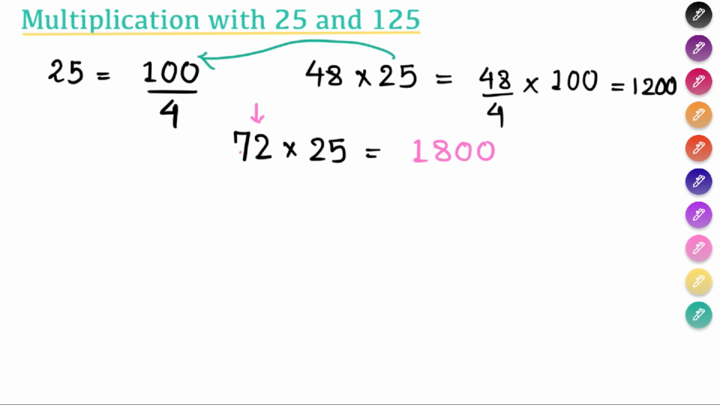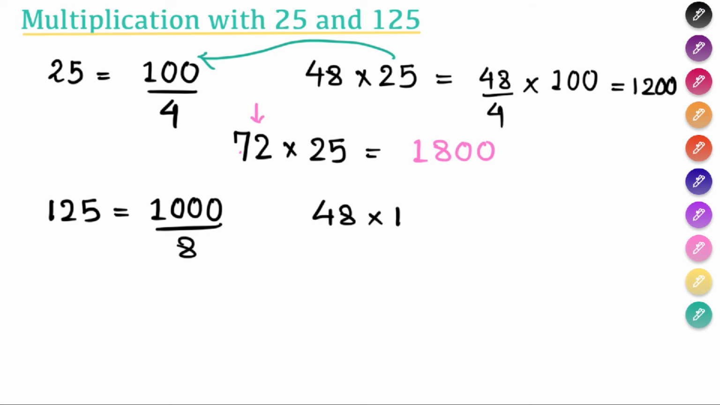Okay, now let us do the same thing for 125. 125 can be written as 1000 by 8. So suppose we have to multiply 48 into 125. So we can write this as 48 divided by 8 into 1000. 48 by 8 gives us 6 and we have 3 zeros, so 6000.